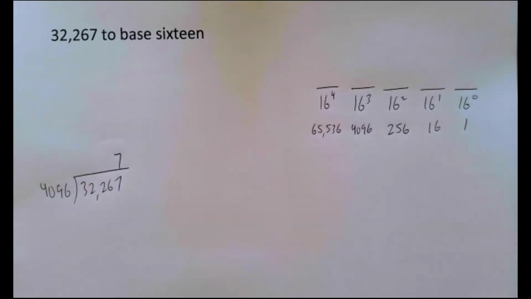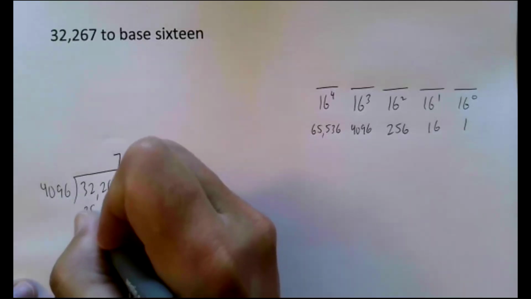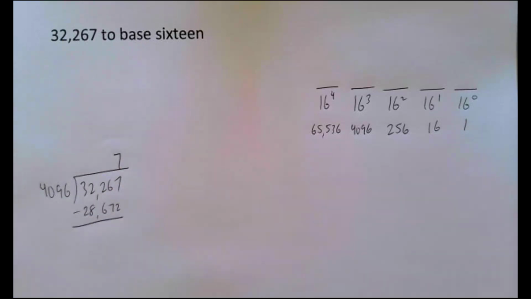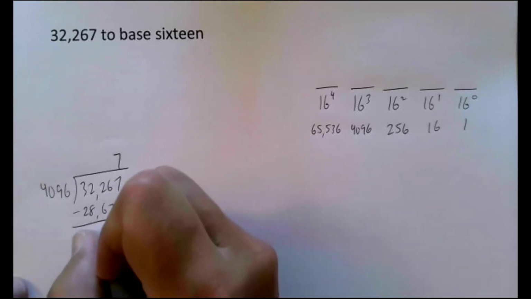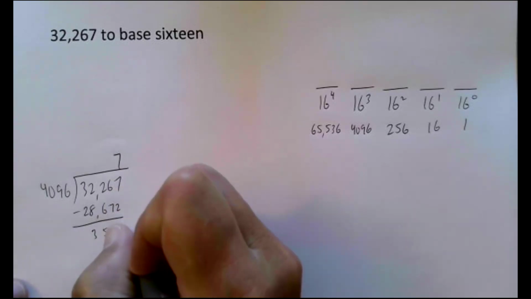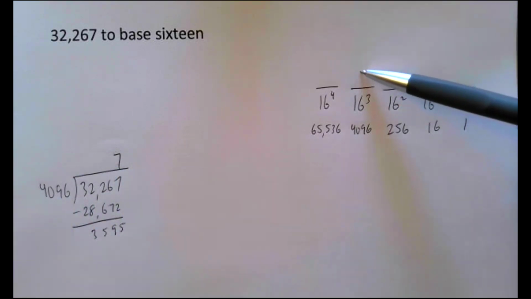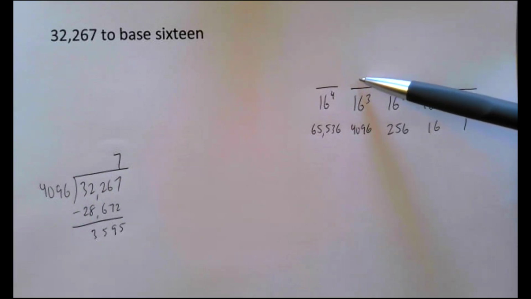So just take the 7 times 4,096 goes here, 28,672, and subtract. 3,595. Okay, let's just pause for a second. So the fact that 4,096 went in there 7 times means I'm going to have a 7 in the 4,096 position. My final answer will have a 7 right there in that position.